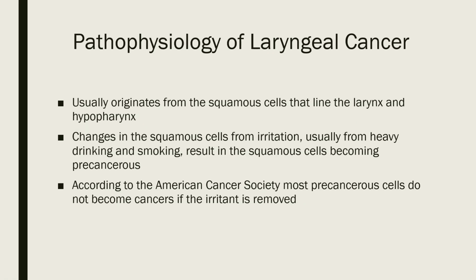So the pathophysiology of laryngeal cancer, I'm skipping ahead. Laryngeal cancer usually originates from the squamous cells that line the larynx and the hypopharynx. Changes in the squamous cells from irritation, usually from heavy drinking and smoking, result in the squamous cells becoming precancerous. According to the American Cancer Society, most precancerous cells do not become cancers if the irritant is removed.